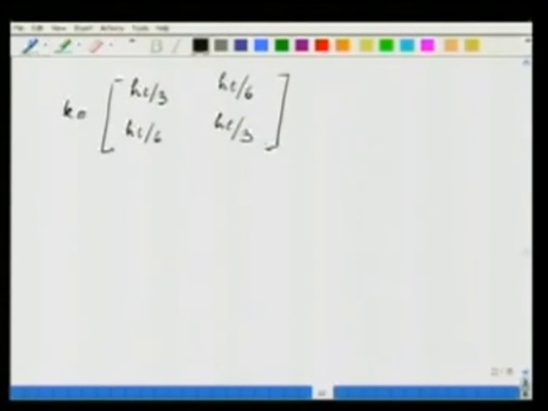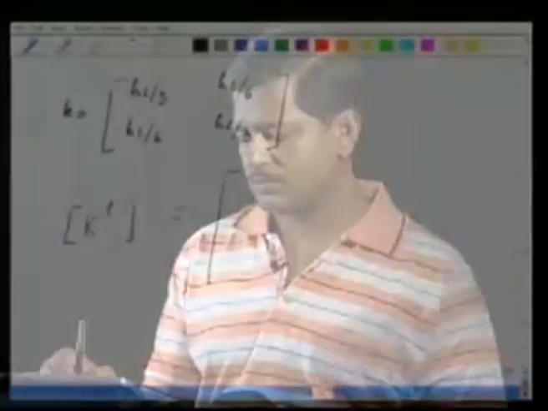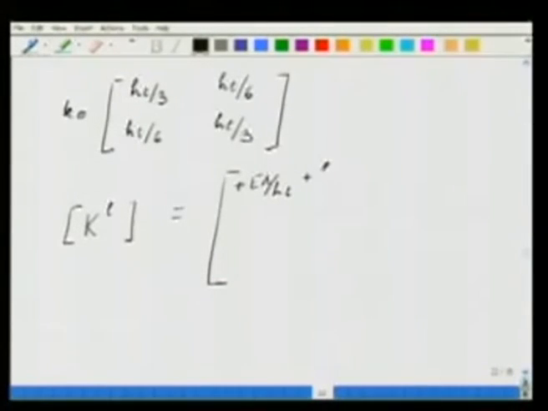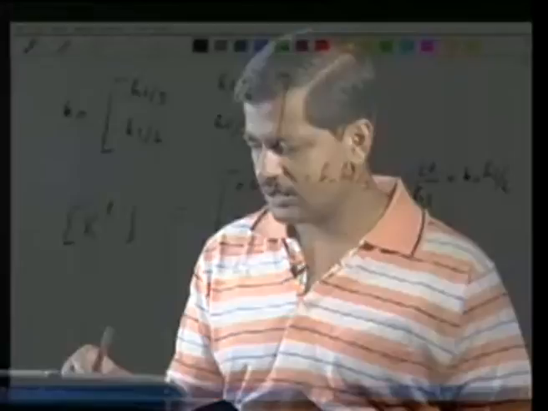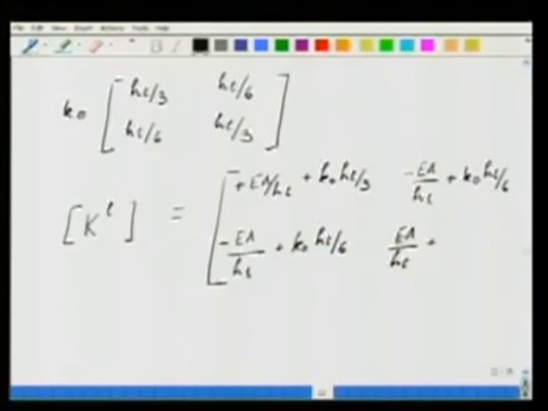So, this has to be added to the element stiffness matrix that we got out of the first part, and that will give us a total element stiffness matrix K L, which will now become equal to EA by HL plus K naught HL by 3, minus EA by HL plus K naught HL by 6, minus EA by HL plus K naught HL by 6, EA by HL plus K naught HL by 3. Okay. So, this is all the modification that has to be done to the stiffness matrix.